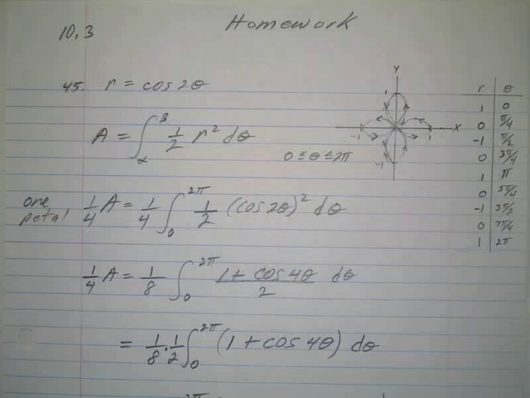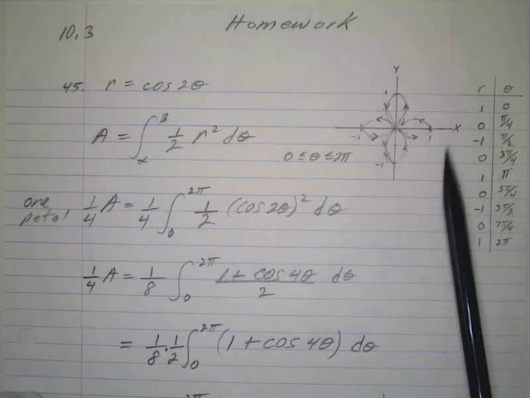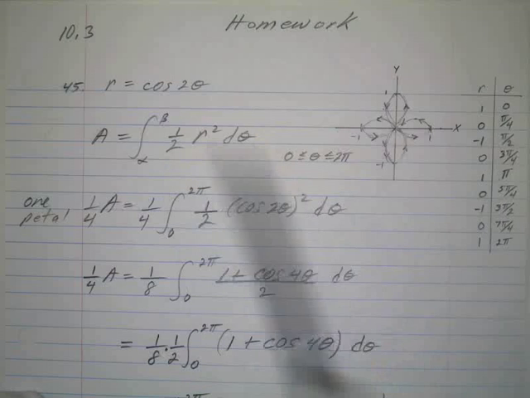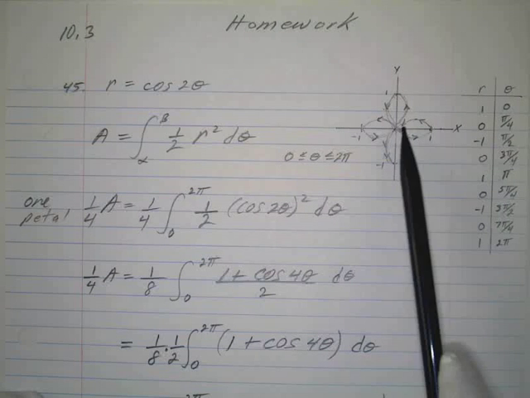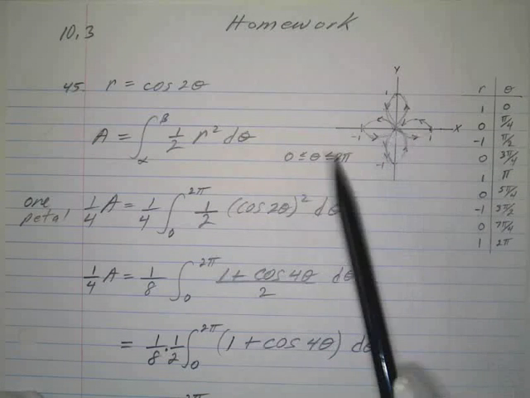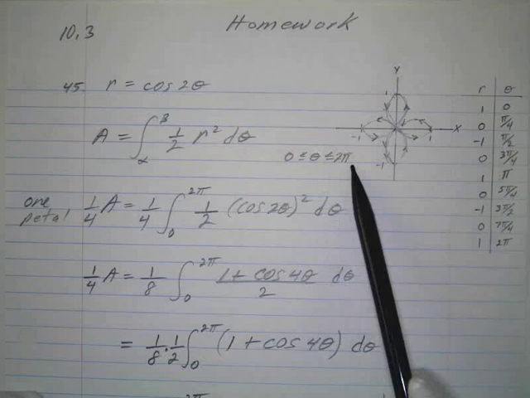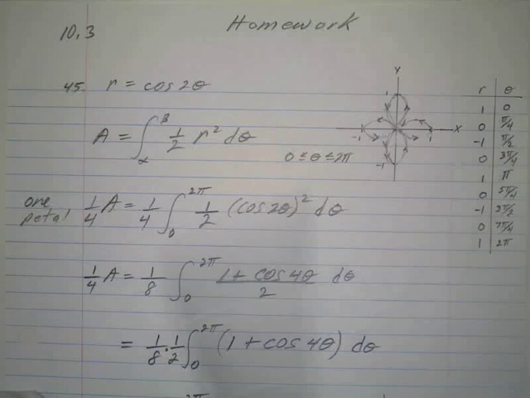Okay, number 45, inside one petal of the four petal rose, r equals a cosine of 2 theta. Now, you've got to be careful on this. You can't just say it's one. If we graph it, it's going to be sketched from 0 to 2 pi. That will get us the whole four petal rose.